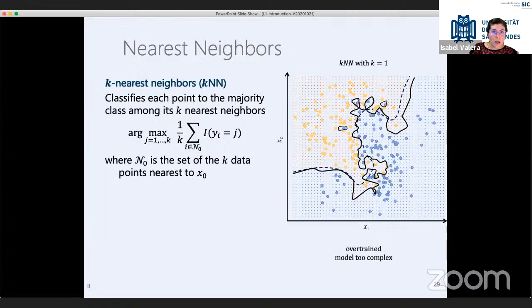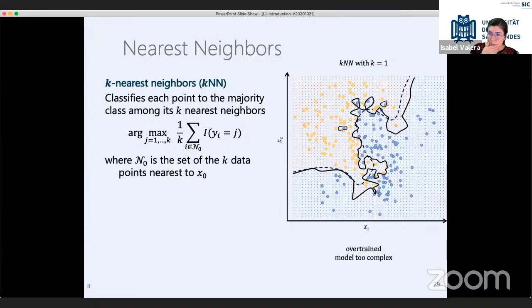So if you take this point, and you look at its neighbors, you can see that everything is yellow. If I consider all the neighbors, I would make it yellow. But now, if I consider only one neighbor, which is itself, then I would make it blue. I can go all to the extreme. I can compute k nearest neighbors, where k tells you how many neighbors I look around. And then you compute the maximum across the classes based on how many of my neighbors belong to every class.